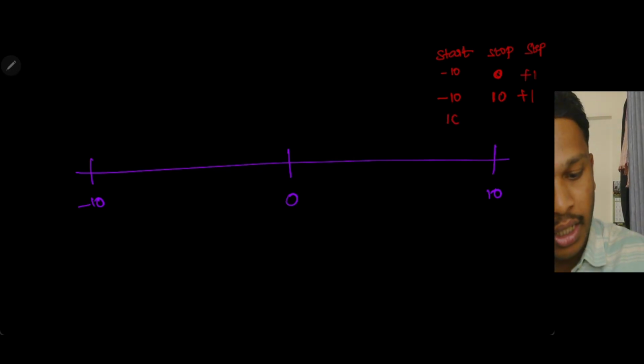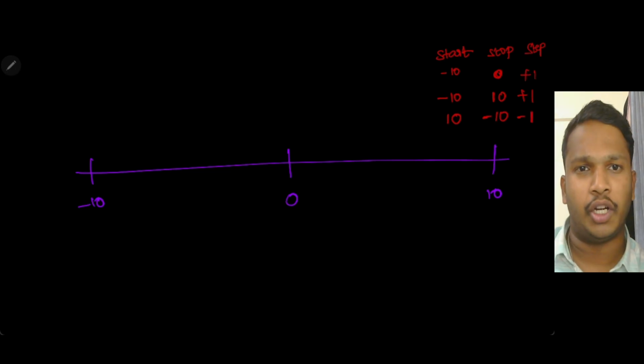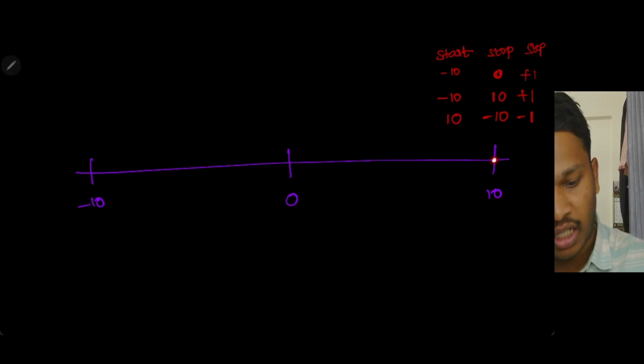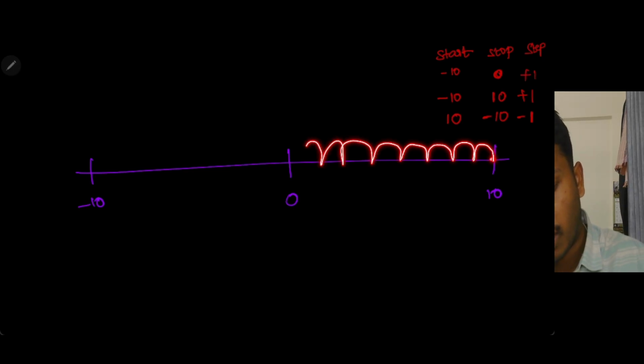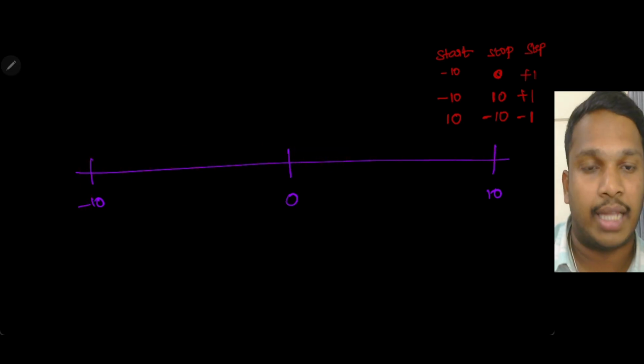Next: 10 to minus 10 with step minus 1. How will it go? Here 10 is the starting point. What is the step? Minus 1. 10 minus 1 is 9, minus 1 is 8, minus 1 is 7, 6, 5, 4, 3, 2, 1, 0, then minus 1, minus 2, minus 3, minus 4, minus 5, minus 6, minus 7, minus 8, minus 9. But don't touch minus 10. Don't touch the ending point.